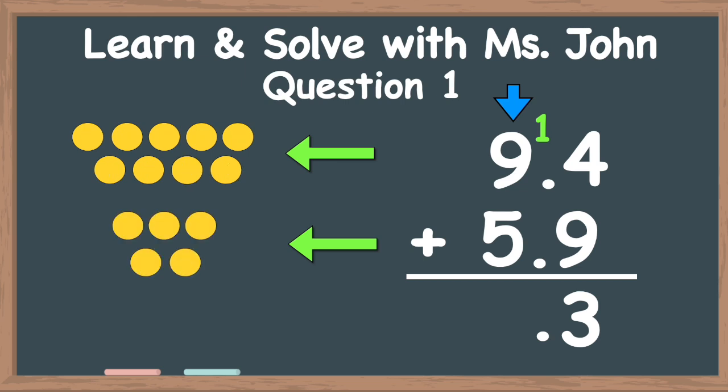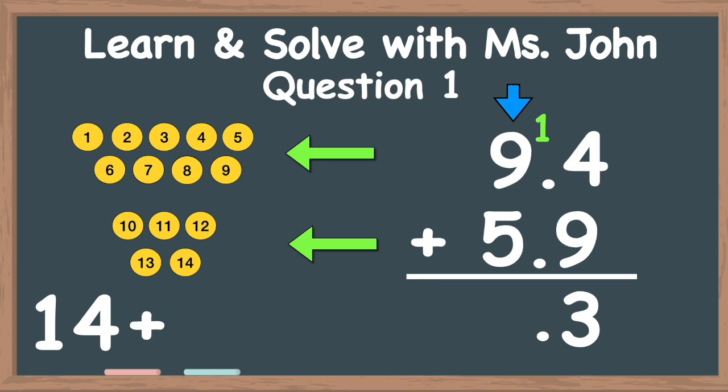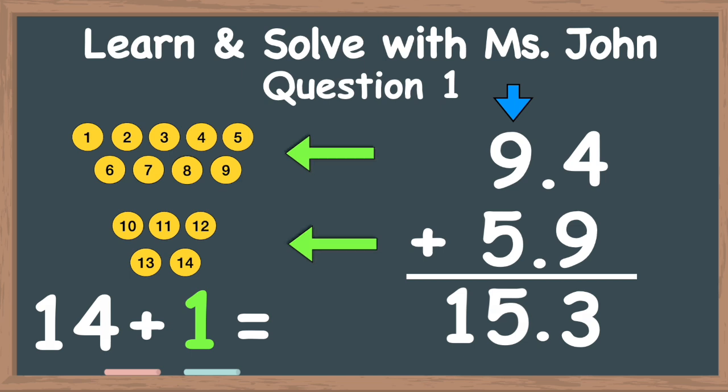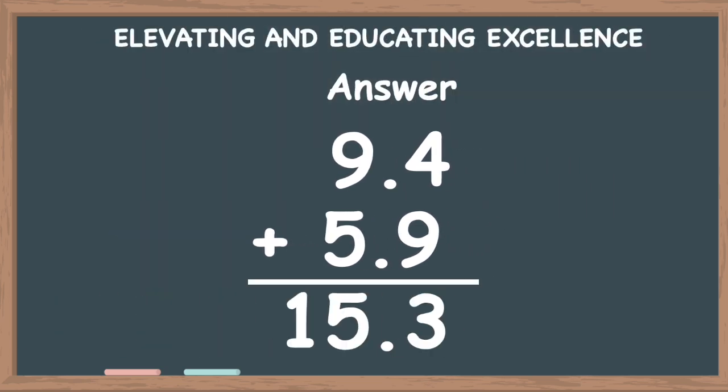Now we're going to add up the total number of dots. 1, 2, 3, 4, 5, 6, 7, 8, 9, 10, 11, 12, 13, 14. So the answer of 9 plus 5 is 14. Now we're going to take that 1 that we carried and add it to the 14. So 14 plus 1 equals 15. Then we're going to move that over to the answer section of the ones column, and therefore the answer for 9.4 plus 5.9 equals 15.3. Again, the answer is 15.3.